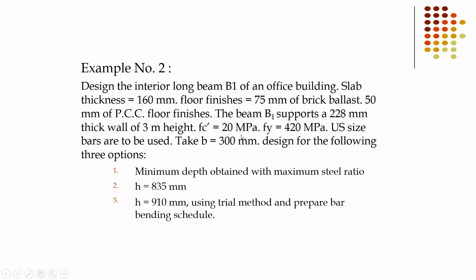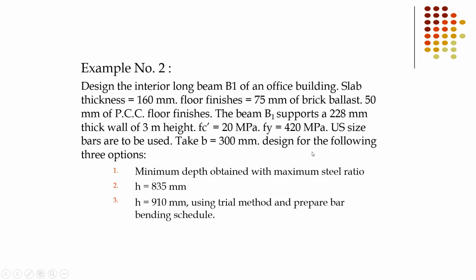With f'c and fy given, US size bars are to be used. In this example, US bars are to be used. Take the width of the supports, that is the column, 300 millimeter by 300 millimeter. So take b adjustable to the supports, that is 300 millimeter.